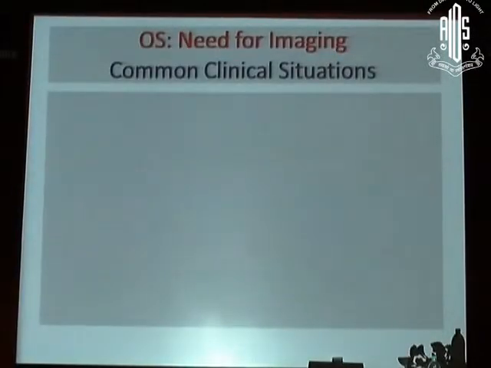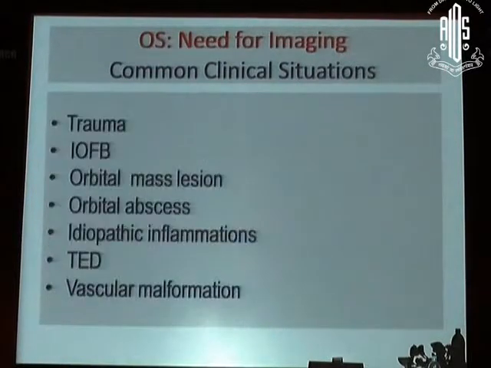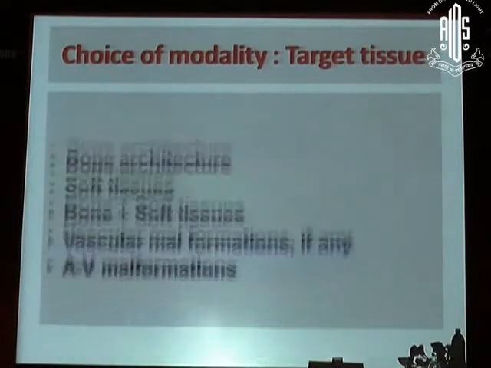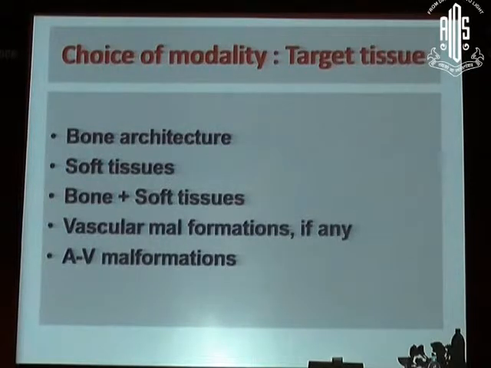Now, common clinical situations where an orbital surgeon needs to utilize these techniques are trauma, intraocular foreign bodies, mass lesions, infections, inflammations, and vascular malformations. The choice of modality, therefore, depends on the target tissue of interest: whether one is interested in the bone structure, the soft tissues, bone and soft tissues together, vascular malformations, or arteriovenous malformations.